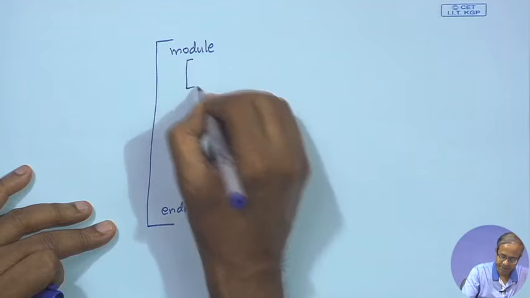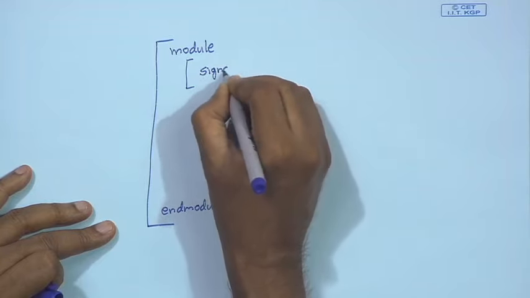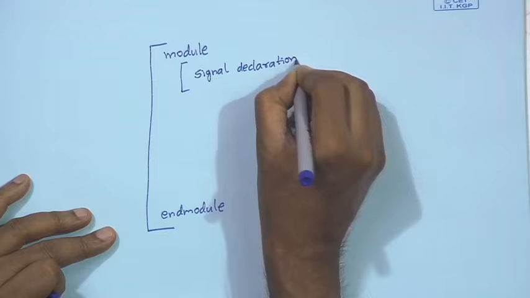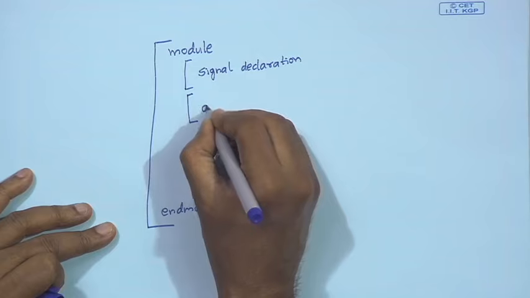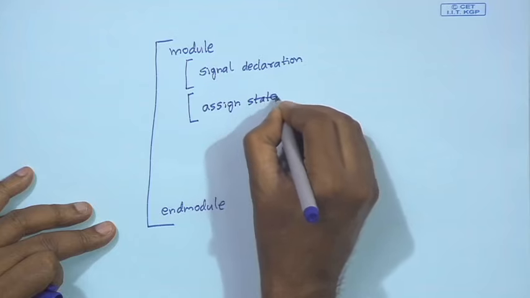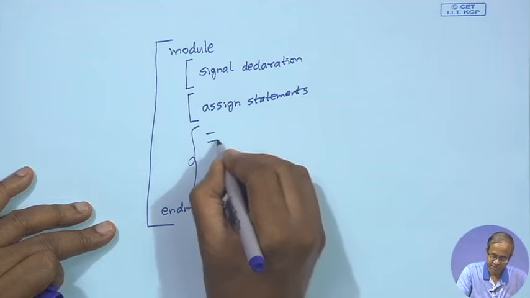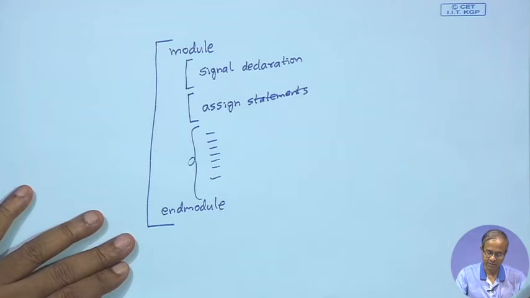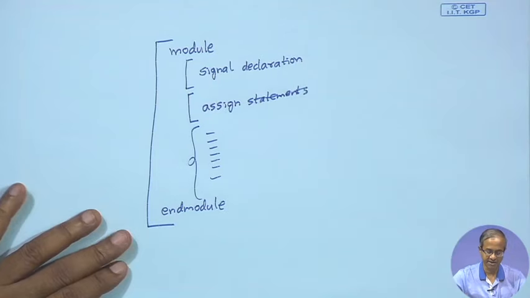In the beginning, we typically start with the signal declarations. All the net and the register type variables are declared there. Then after that, we usually club all the assign statements together. This is the normal practice, and then the other kinds of statements will come, which you shall see later. This is how a typical Verilog module structure looks, where the assign statements are typically placed right after the signal declarations.